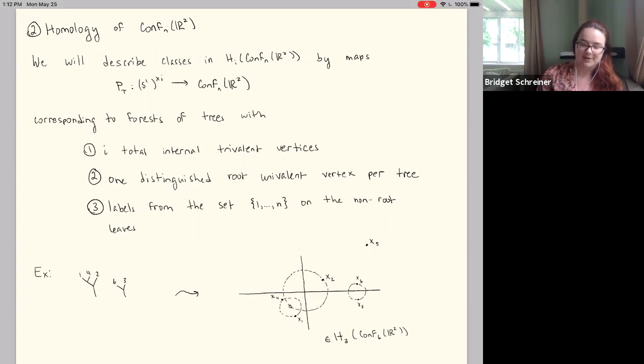So this one is going to be a class in the third homology of configurations of 6 points. And notice that because 5 isn't a label on the tree, there's just a point labeled 5, x5, fixed out away from all of these. It's usually described as being kind of out near infinity, but you can think about it as living in that neighborhood that we inserted in the map that I originally defined. Just basically picked so that it's far enough away from the other points that it's not going to collide.